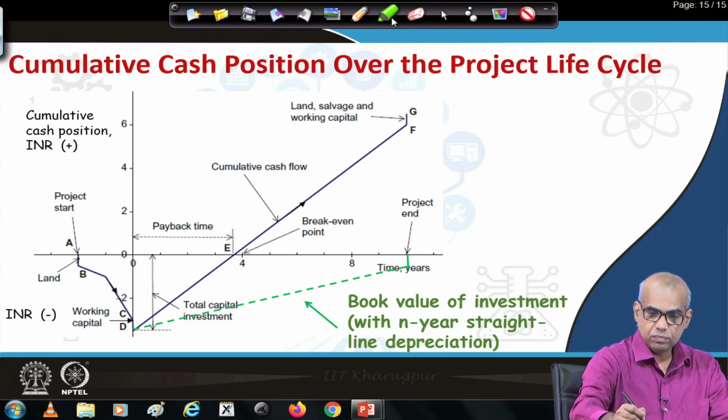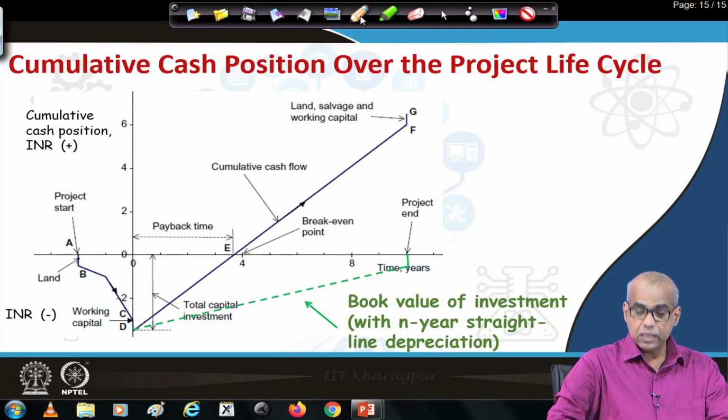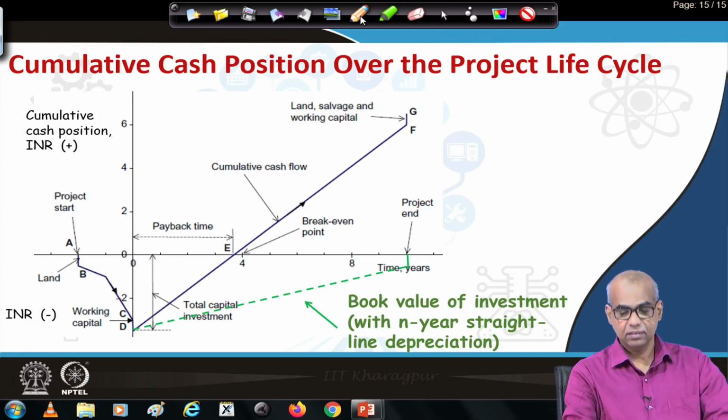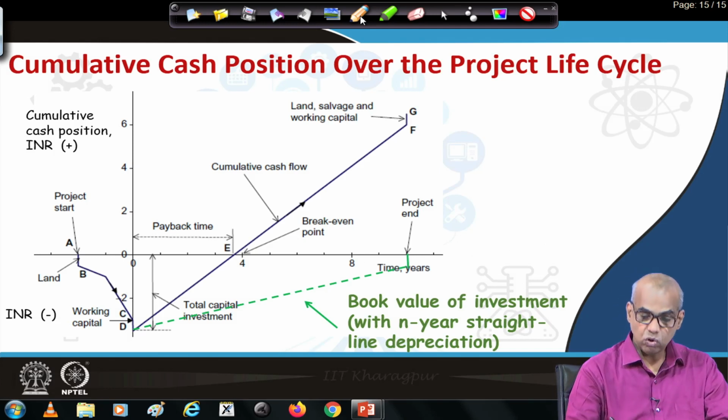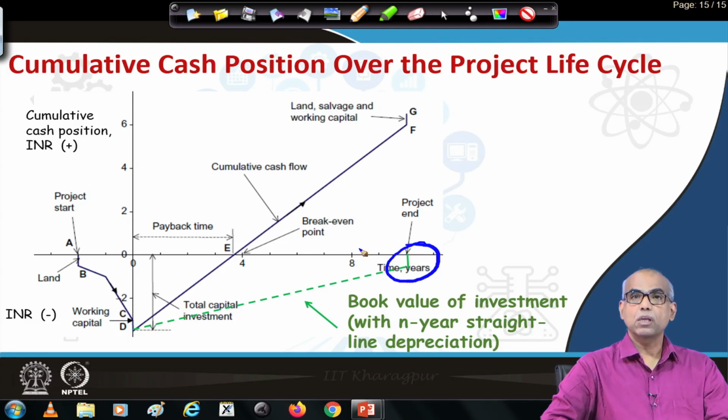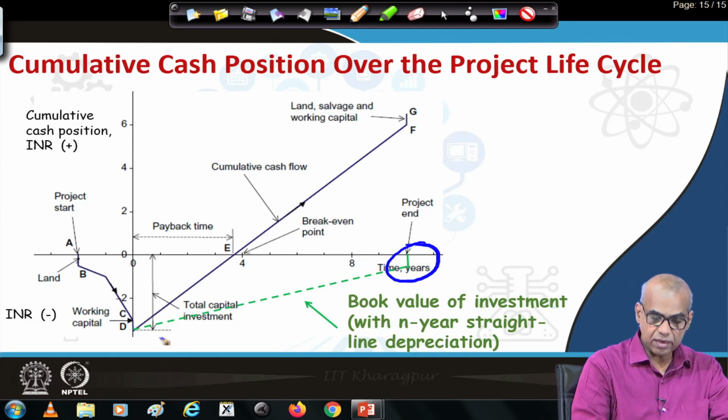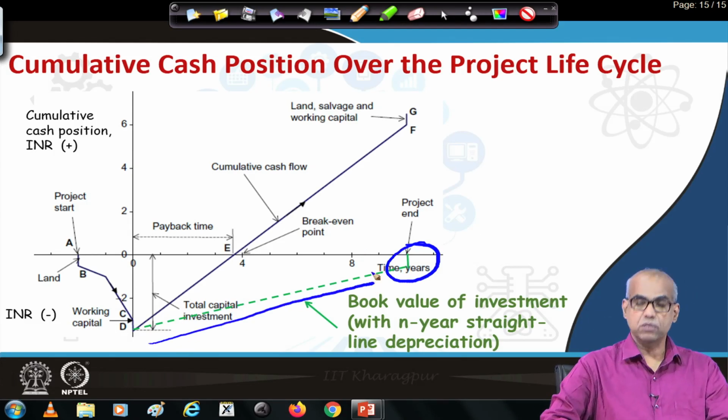Now, in this figure, using the dotted green line, we represent the book value of investment with n years straight line depreciation. Note that this salvage value is subtracted at the end of the project life, and then we consider a straight line depreciation. So, this line represents the book value of investment.